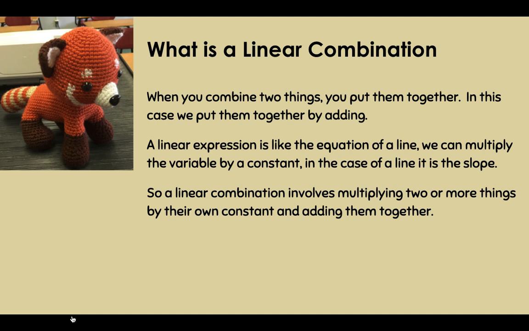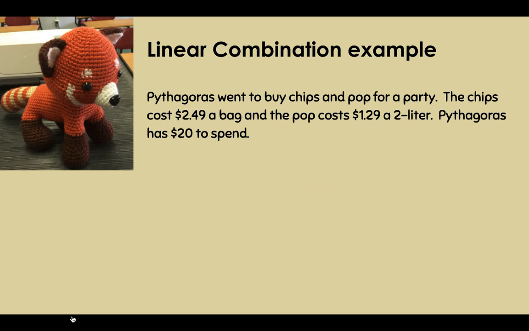Linear combination is putting two things together. When we have a linear, we multiply by a slope, a rate of change, and then we add it to something. So that's kind of the idea. We're multiplying our variables by a constant, their own slope or rate of change, and add them together. So let's look at an example.